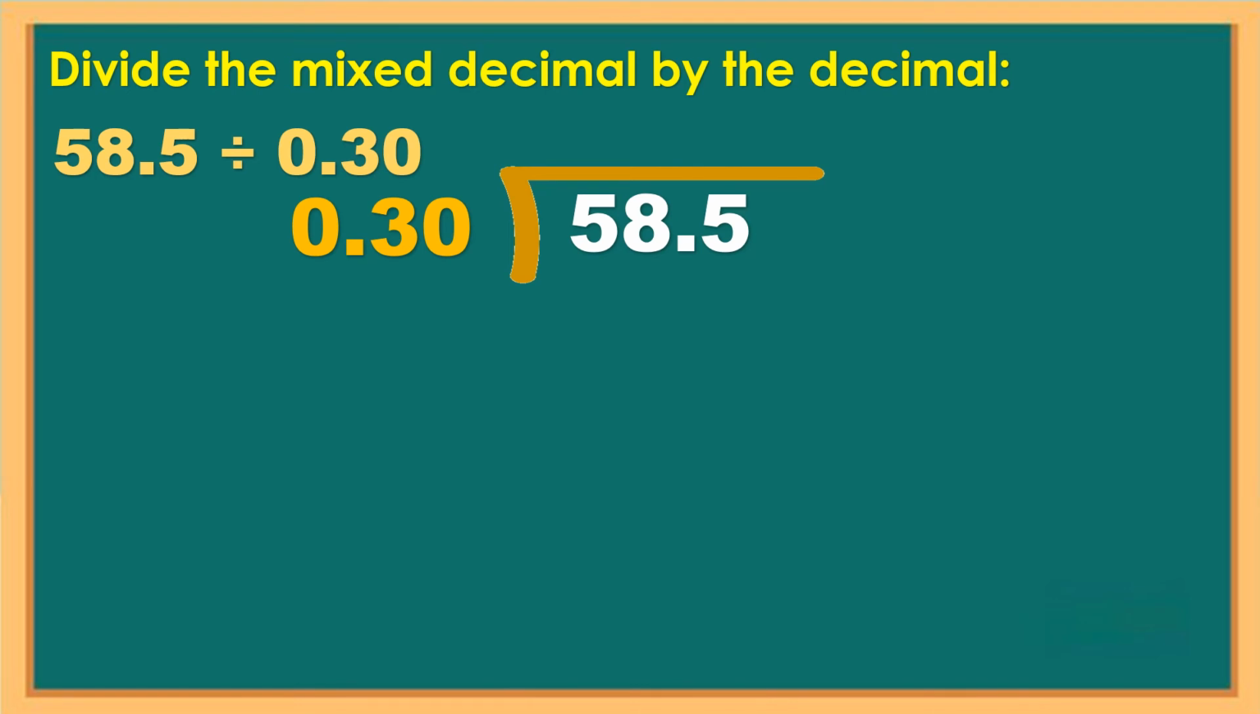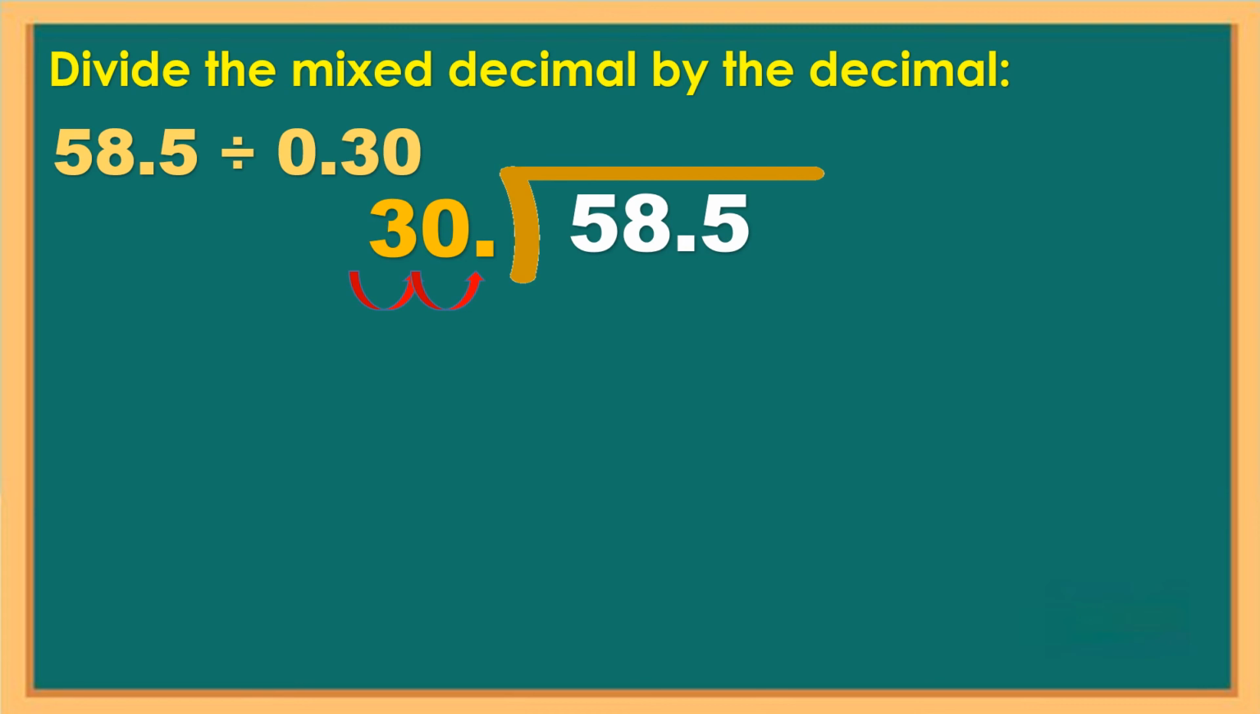We should make sure that the divisor is a whole number before dividing. So what we should do is move the decimal point to the rightmost part of the divisor. So from here, we move it 2 decimal places to the right. Then from 30 hundredths, we have 30.